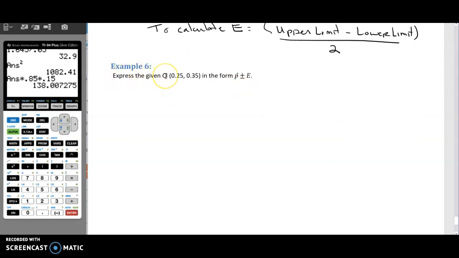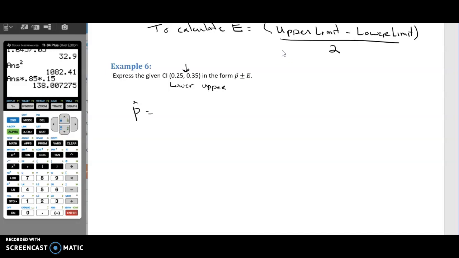Express the given confidence interval 0.25 to 0.35 in the form p hat plus or minus e. So to express in this form, you need to actually find p hat and find e. So this is our lower limit, and this is the upper limit. And so p hat is directly in the middle of these two numbers.